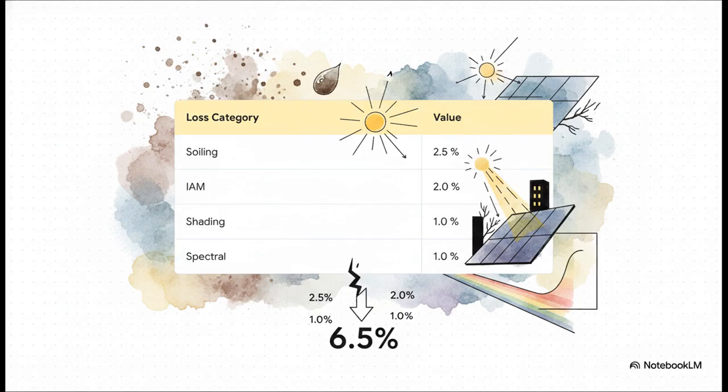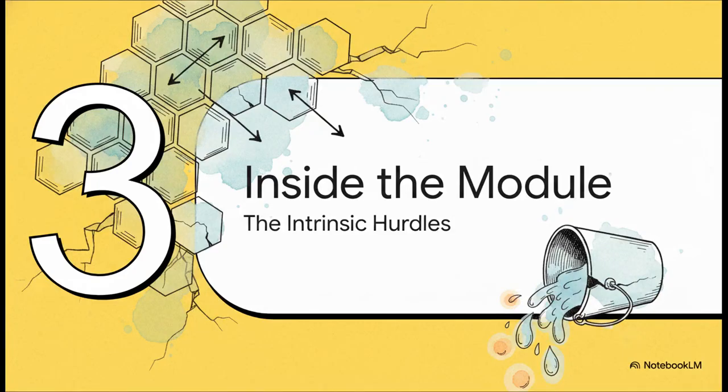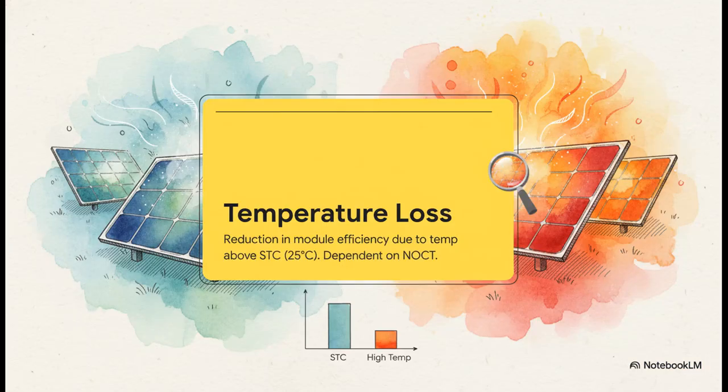No way, right? Next up is Section 3, inside the solar module, where we look at the intrinsic hurdles. So the photon has finally made it inside the silicon. Success. But the physical reality of the module itself creates the next big leaks in our bucket. The absolute crucial point here is understanding temperature loss. Solar panels are rated at standard test conditions, which is a cool, comfortable 25 degrees Celsius. But in reality, they sit outside just baking in the sun. This temperature loss penalizes the system anytime the module gets hotter than its pristine lab conditions, and it is highly dependent on your site-specific climate.